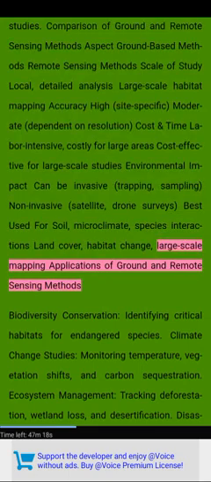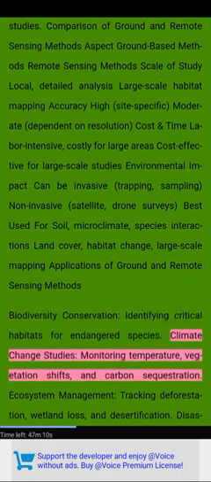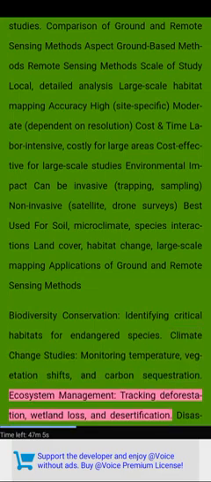Applications of ground and remote sensing methods. Biodiversity conservation: identifying critical habitats for endangered species. Climate change studies: monitoring temperature, vegetation shifts, and carbon sequestration. Ecosystem management: tracking deforestation, wetland loss, and desertification.